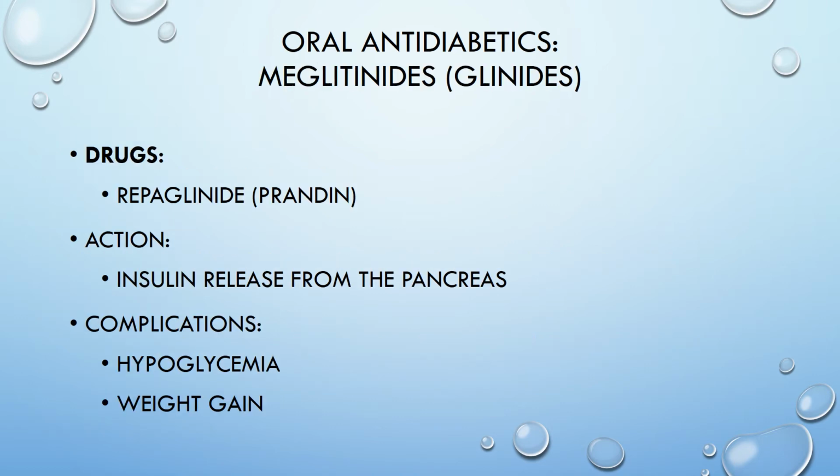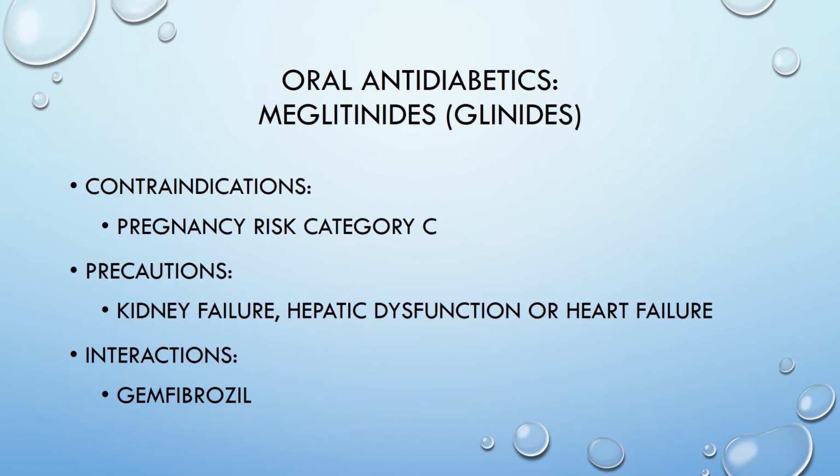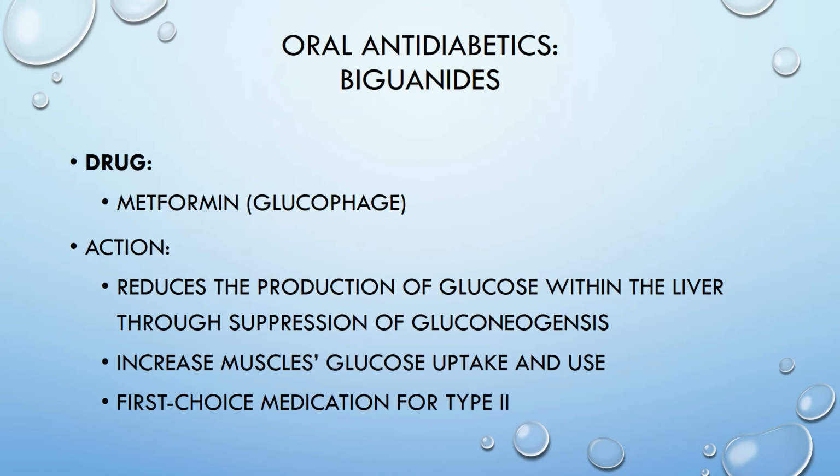Meglitinides, which is your Prandin, will release insulin from the pancreas. Your hypoglycemia and weight gain once again. Pregnancy risk category C, and then your kidneys, hepatic dysfunction, and heart failure. Gemfibrozil is an interaction of these. The next one is your metformin, which is a biguanide, which you're more familiar with.